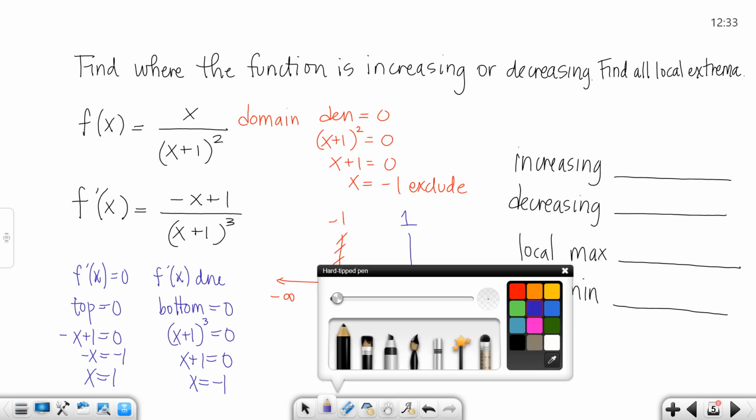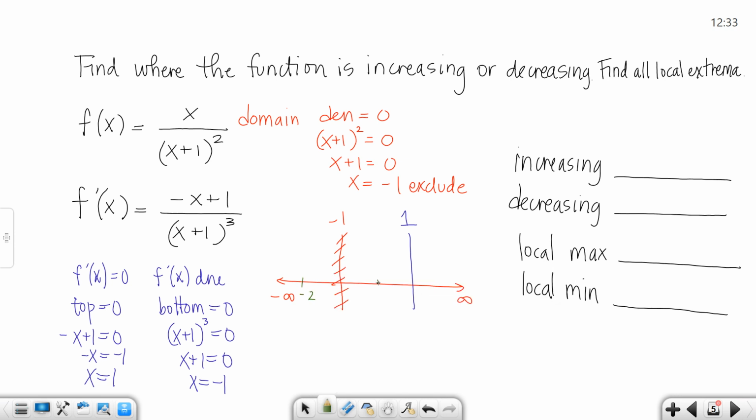Okay, let's pick some test points. Over here I'm going to pick the number -2. Over here I'm going to pick 0, and here I'm going to pick 2. Remember, you are plugging into the derivative, not the function. And the derivative is -x plus 1, be careful with that negative, over (x plus 1) cubed.